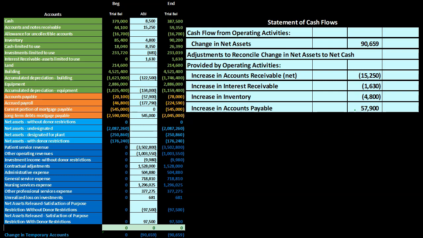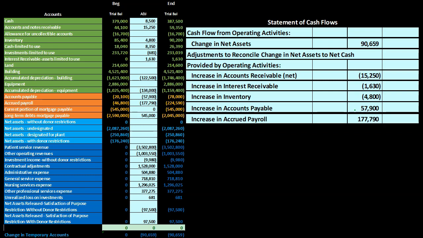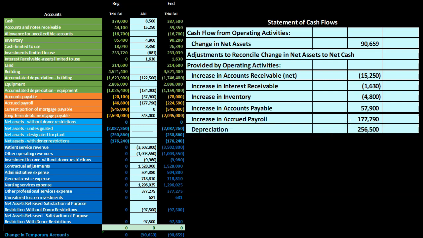Assets, when they go up, we subtract them. When they go down, we add them. Liabilities, when they go up, we add them. When they go down, we subtract them. If you want to think about why again, you can mull that over. We have a course that will go into more depth on that. Increase in the payroll. So the accrued payroll started at 46,800, went up by 177,790 to the 224,590. That then was an increase. Therefore, we're going to increase the liability here, the change.